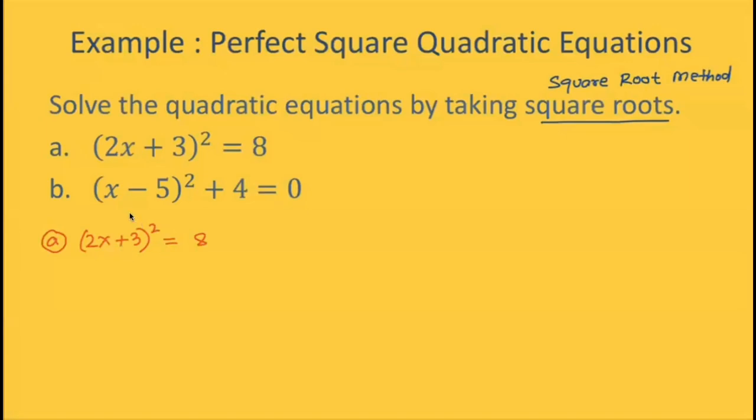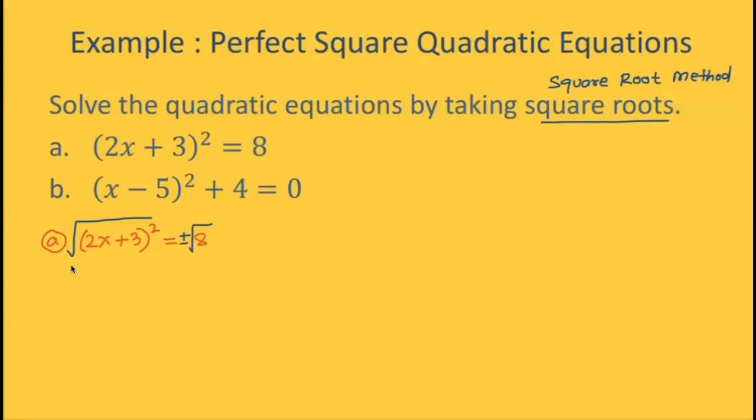The idea is that when we have a square quantity with x on one side, we can remove that square by taking the square root on both sides. That's why it is called the square root method. But remember, we are solving quadratic equations, so we are going to get two values. The way we get those two values is by taking a positive and negative square root of 8, because when you square a negative number, that's also positive, and when you square a positive, definitely that's positive.